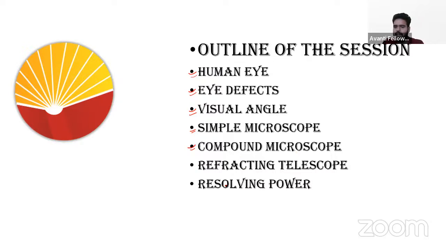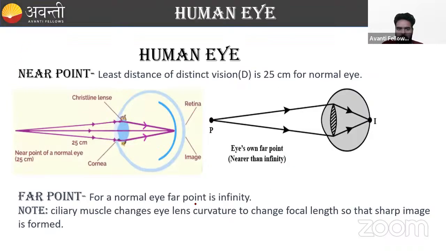Next topic is the telescope. Whenever we want to see a distant object, then we have to use the refracting type of telescope. Actually, there are two types of telescope in our syllabus, and basically here we are going to cover the refracting type of telescope. And last one is the resolving power. What is the resolving power? Any optical instrument is associated with some resolving power, so we also discuss the resolving power.